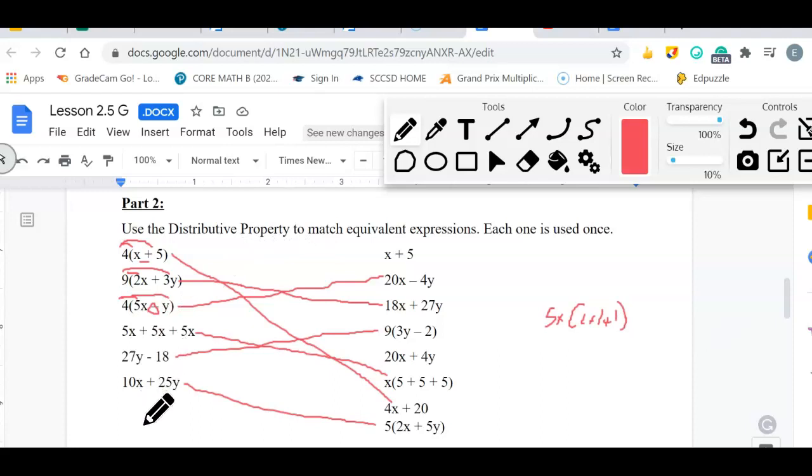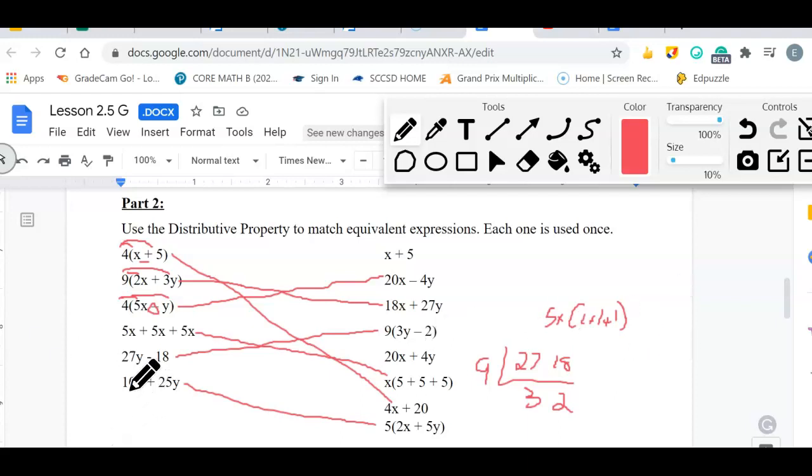Next, we have 27y minus 18. We're looking for the greatest common factor. We have 27 and 18. Use that ladder method. I can divide a 9 out of both of these. I get 3 and 2. So I'm left with over here 9 parentheses 3y. Here's my 3, there's my y. And then minus 2, minus 2.